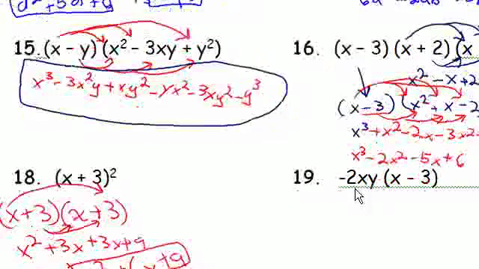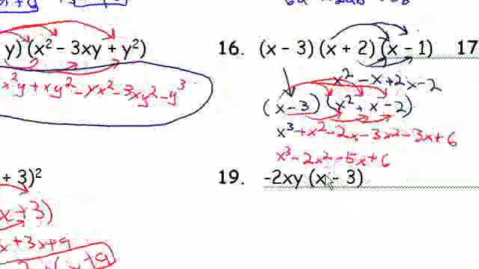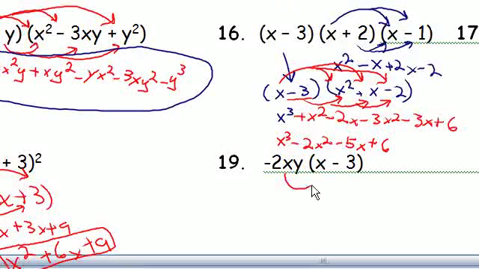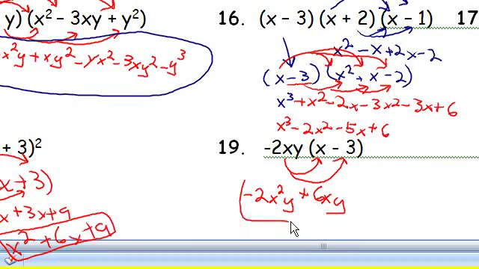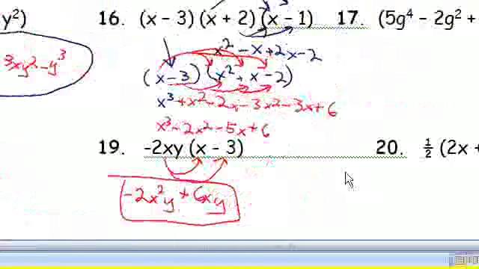Oh, good. We're getting a little bit easier here. We're taking this monomial and multiplying it times this binomial. 2xy times x is negative 2x squared y. Negative 2xy times negative 3 is positive 6xy. Final answer. No like terms. That's it.